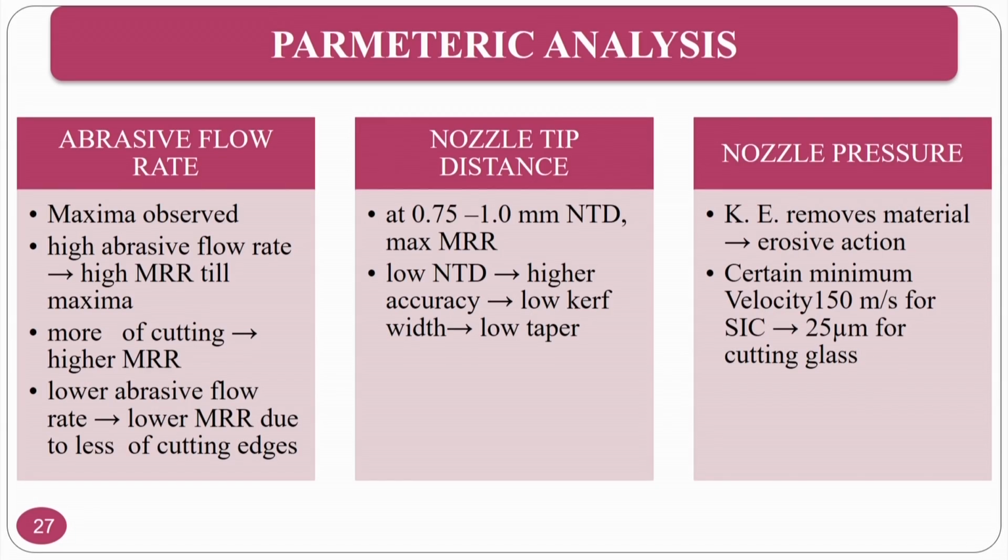Now the parametric analysis. If you see abrasive flow rate, a high abrasive flow rate will lead to a high material removal rate. The more cutting, the higher the MRR. If the abrasive particle size is very big, the cutting action will be very high and material removal will be very high. And with a low abrasive flow rate, normally there will be a low MRR due to fewer cutting edges. Nozzle tip distance, as I said, if it is low, you can use it for cutting purposes. If it is high, you can use it for cleaning or peening purposes and other things.